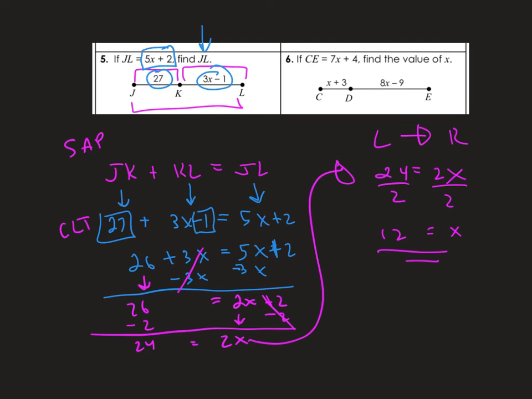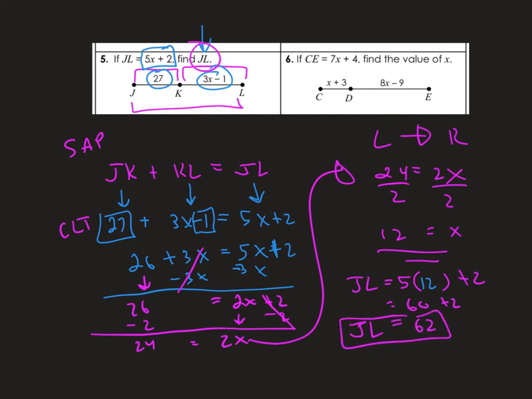I'm not done. They asked me to, again, find JL. And JL was equal to 5x plus 2, and x is equal to 12. We just figured that out. So now we're going to say, all right, well, 5 times 12 is 60 plus 2. I guess JL is equal to 62. And that's our final answer.